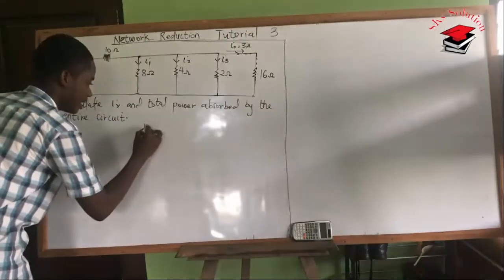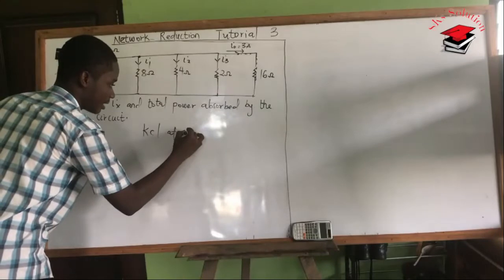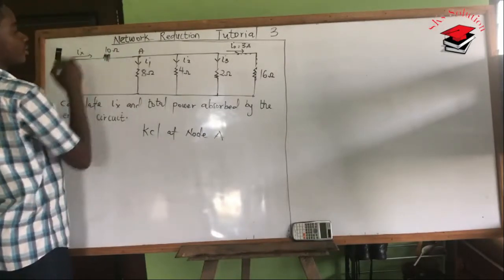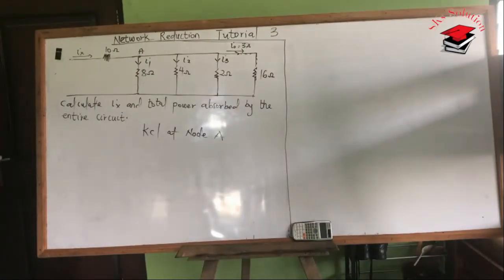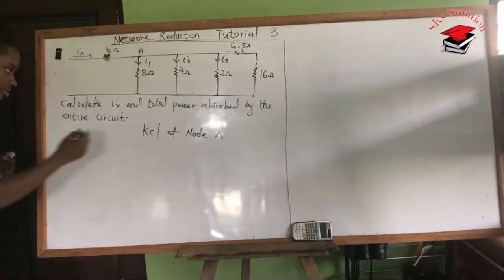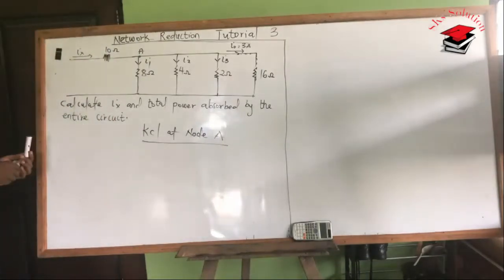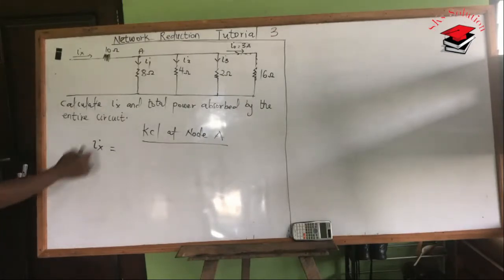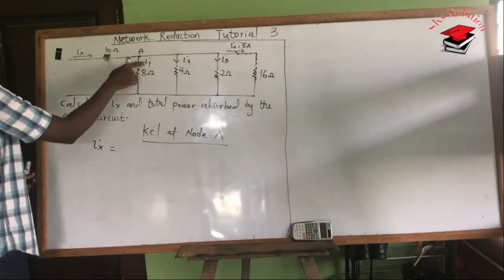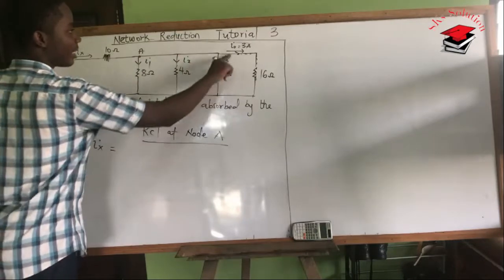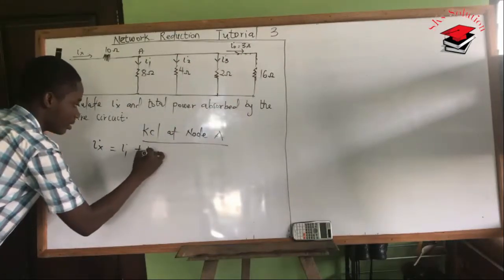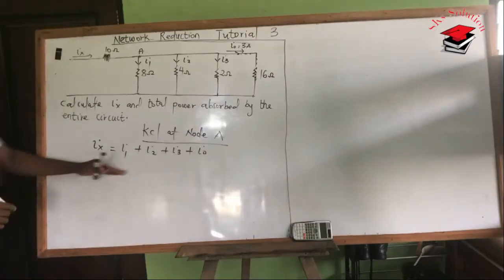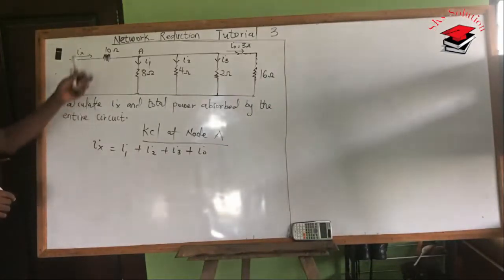So let's apply KCL at junction or node, node A. Let's call this junction A, or node A. So Ix is entering. From KCL, Ix is equal to the sum of the current leaving this junction, which is I1 plus I2 plus I3 plus I naught. So I1, I2, I3, and I naught. This represents the KCL for this network.